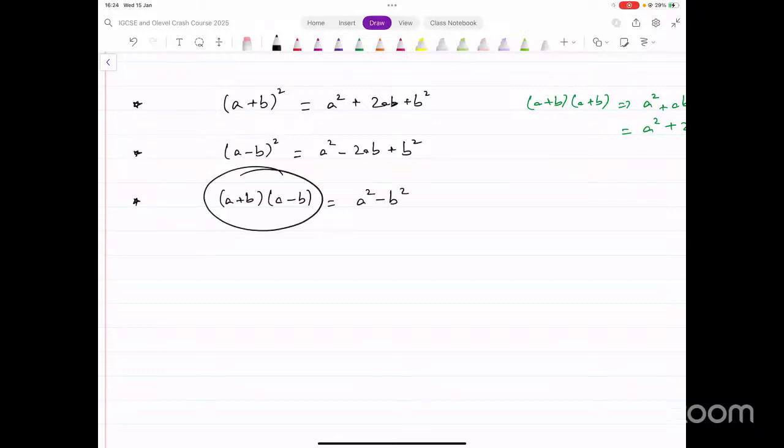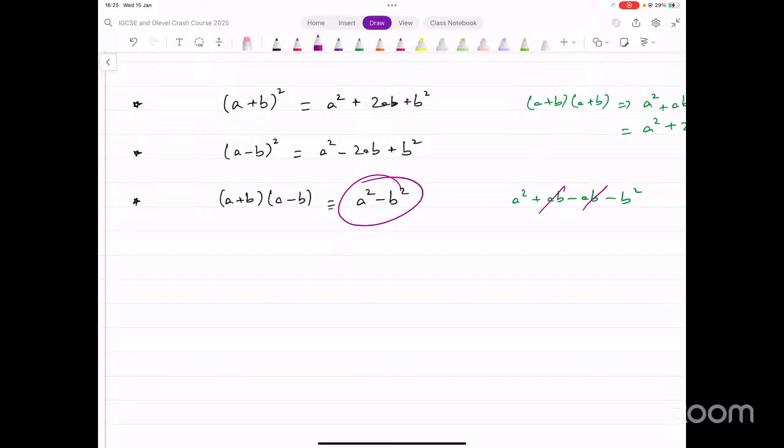Again, you can try simplifying this. What does that give you? A squared plus ab minus ab minus b squared. And these terms get cancelled out. You're left with a squared minus b squared. And this is what the identity says. You've got these 3 algebraic identities.